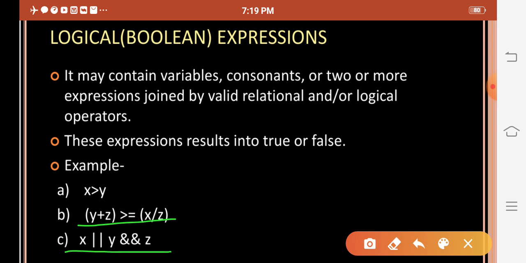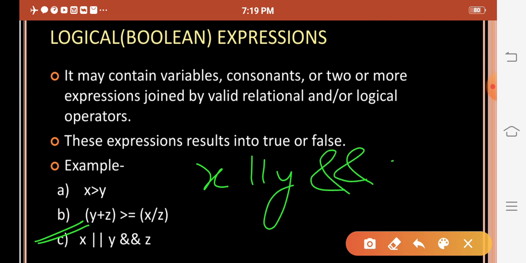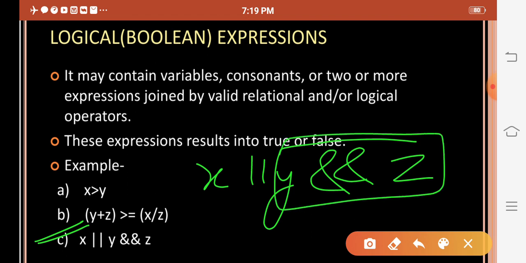Then here is what we are having, third expression. Now here we are using two types. In the third example, we are actually using two logical operators, x or y and z. So which will be performed first? This, because and is having more priority as compared to this or sign.